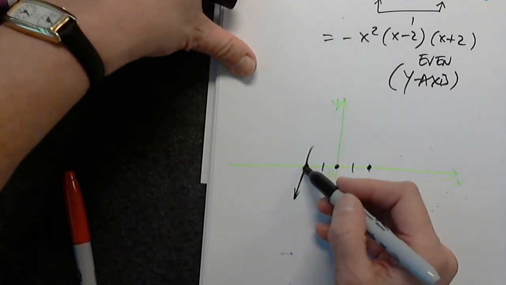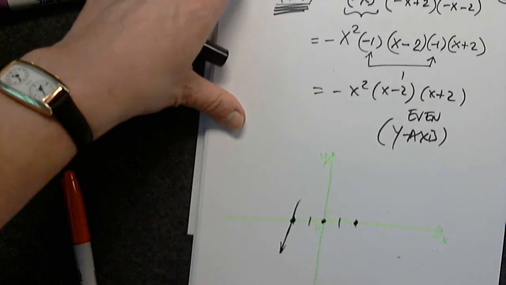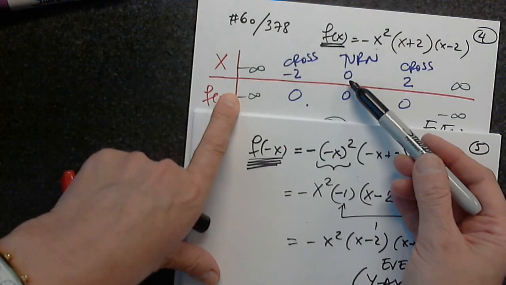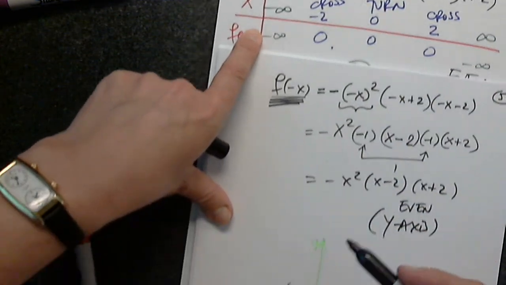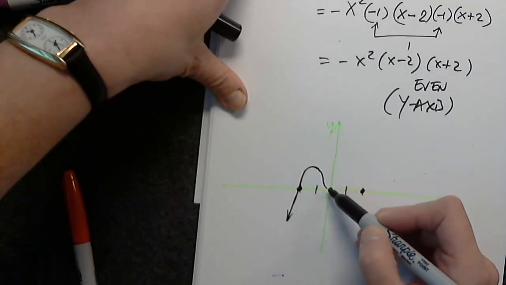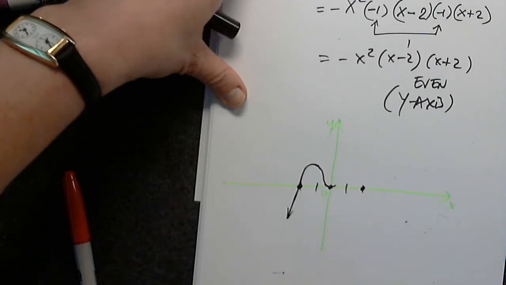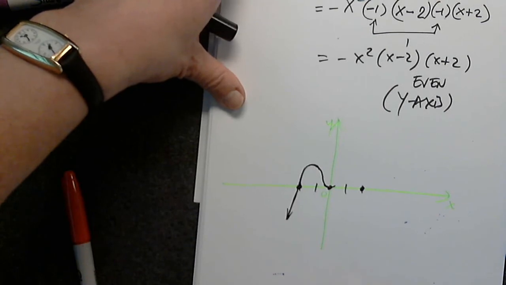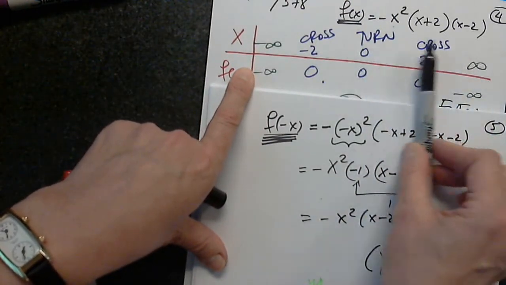Starting at negative infinity, crossing at (-2, 0). It comes down back to the origin where it turns. So then it has to have a maximum somewhere. If it comes back down and turns at the origin, then it has to have a maximum somewhere. I don't care for the rest of the table.